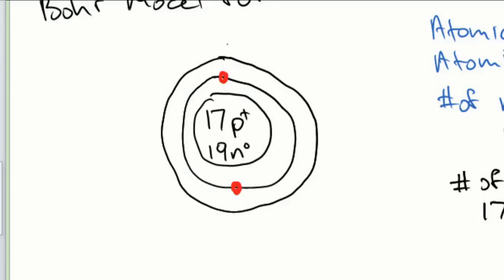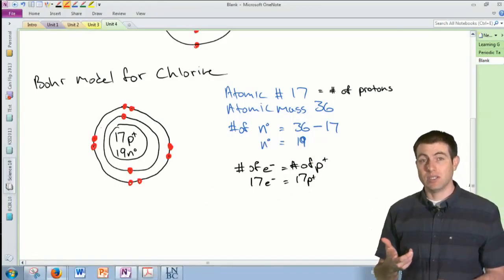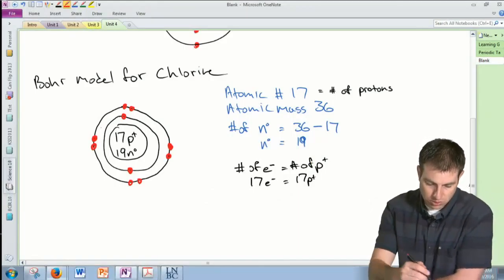All right, so the next shell can hold 8. And we have 17, so we have a bit of a ways to go. So there's 3, there's 4, there's 5, there's 6, 7, 8, 9, and 10. So the first 2 shells can hold a maximum of 10. 2 in the first shell, 8 in the second. So we have 17 electrons. We've accounted for 10 of them, so we still need to draw one more shell.